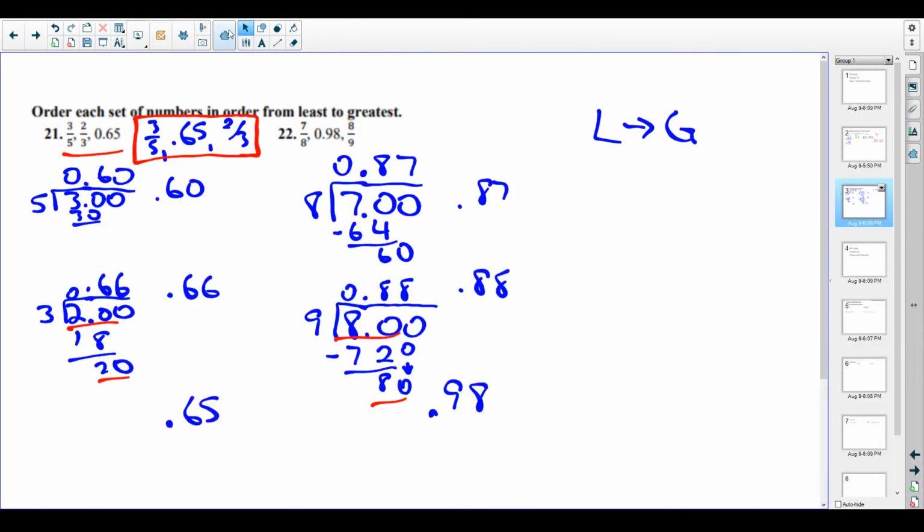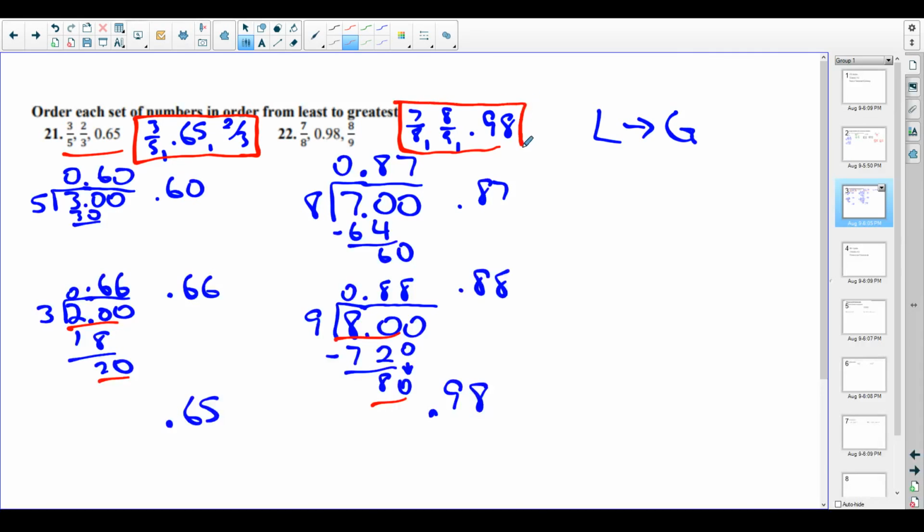So our answer would look like, what was the smallest? So 7/8, followed by 8/9, followed by 0.98.